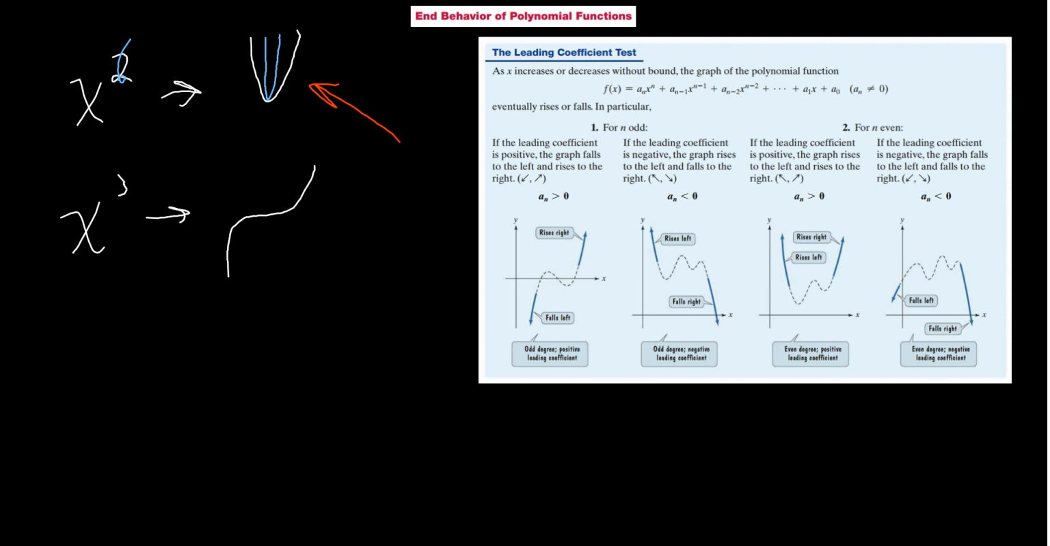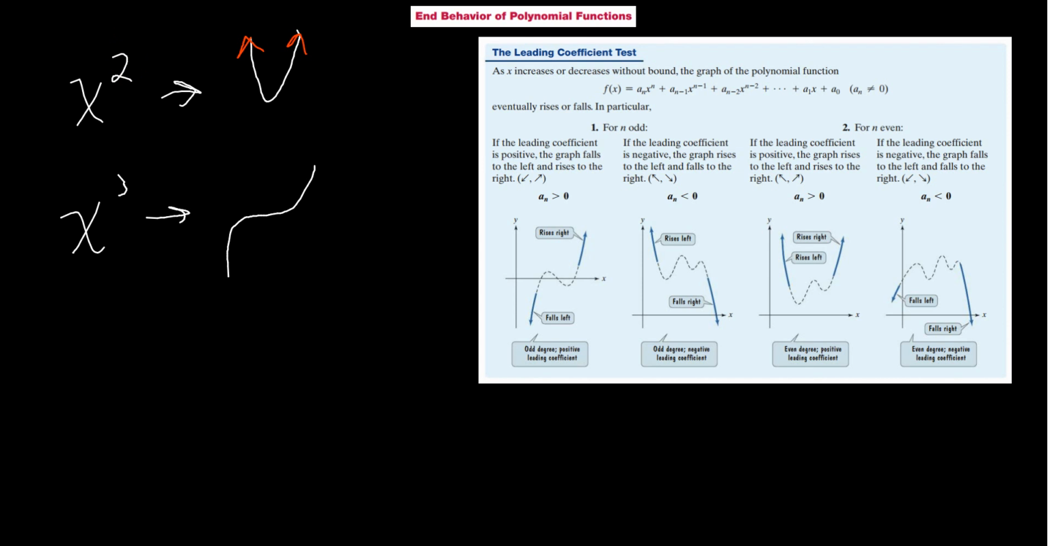But the whole point of this is that the end behavior, what happens right here at the ends of the graph, is the same. The end behavior is basically up. x squared, x to the fourth, x to the sixth, x to the eighth, x to the tenth, x to the twelfth, they all have that end behavior of going up and up.